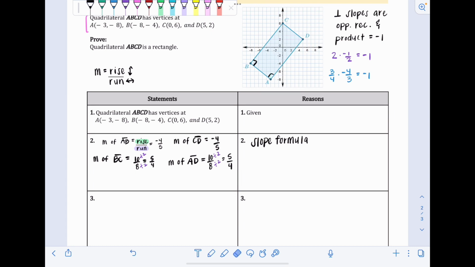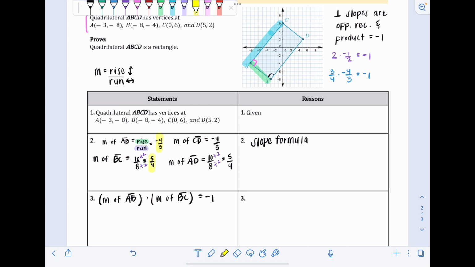We'll start with, it doesn't matter where we start, but we'll start with this corner right here. So that would be the intersection of AB and BC. So we'll say that the product of those two slopes is -1. So we'll say the slope of AB times the slope of BC equals -1.